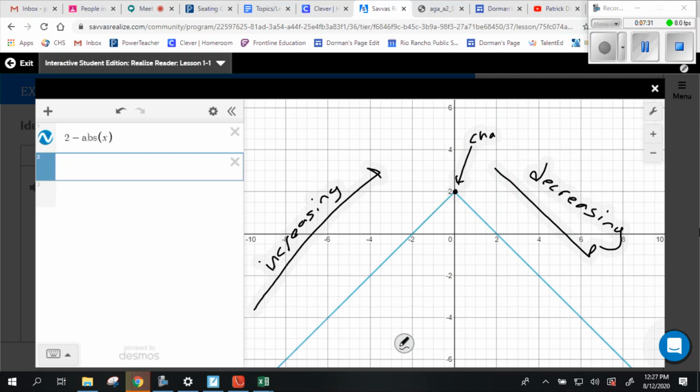So we're going to say that the function f of x equals 2 minus absolute value x is increasing over the interval from negative infinity to 0, because we're talking about x values, and that it's decreasing over the interval from 0 to positive infinity, just like that.